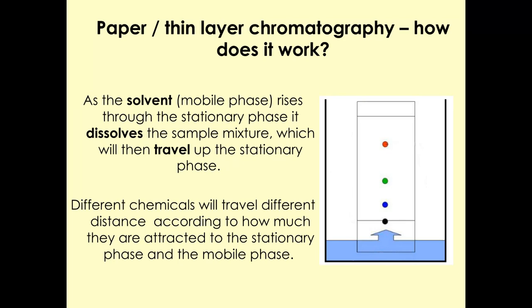Different chemicals travel different distances up the plate or up the paper, and that depends on how much they're attracted to the stationary phase and the mobile phase. If they're really soluble and not really that attracted to the paper, then they'll go a lot further. If they're not very soluble and they stick to the paper a lot, then they won't travel very far.